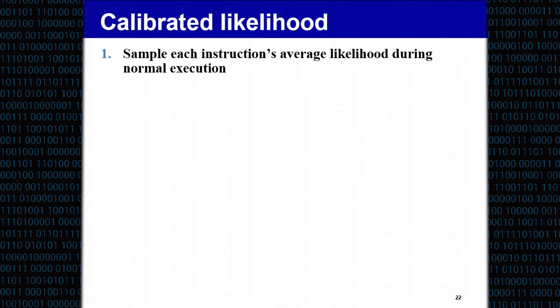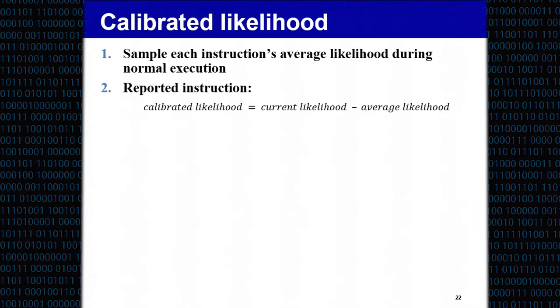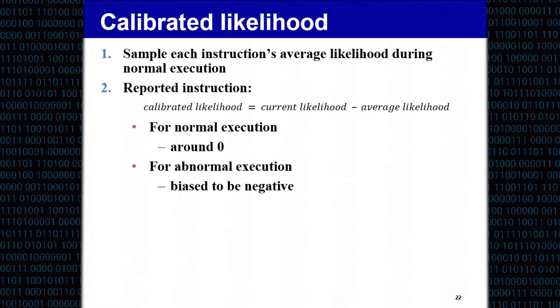We first sample each instruction's average likelihood during normal execution. During detection, we can check each reported instruction's calibrated likelihood, which is the difference between its current likelihood and the average likelihood in normal execution case. When execution is normal, all the reported instructions' calibrated likelihood should be distributed around zero. When execution is abnormal, due to the incorrect recognition, there must be some reported instructions' calibrated likelihood biased to be negative. In this way, we can distinguish the normal execution case and the abnormal execution case.